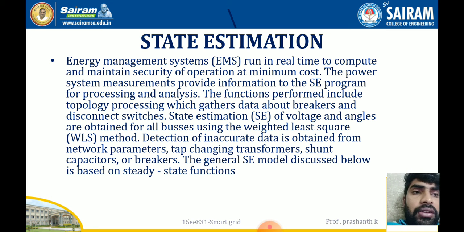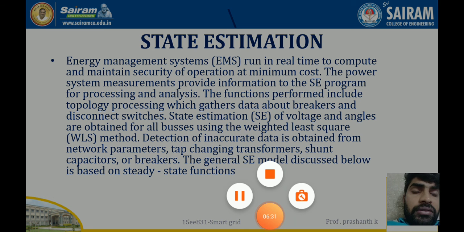Detection of inaccurate data is obtained from the network parameters. A tap changing transformer is for directly varying or changing the voltage levels, right? Shunt capacitors are there for eliminating disturbances. And a circuit breaker breaks the circuit when a fault or abnormal condition occurs. And the general SE model, discussed in the next class, is based on the steady state functions.